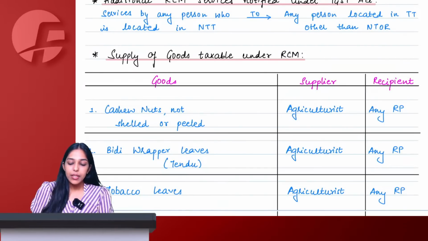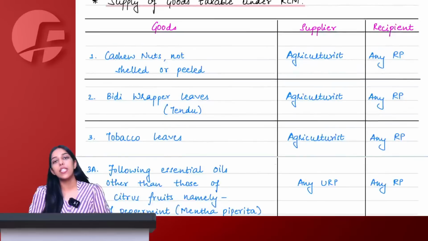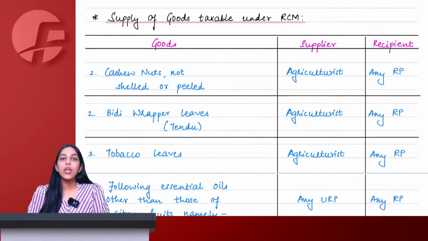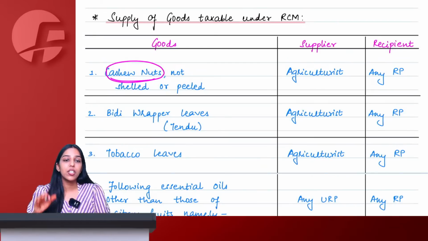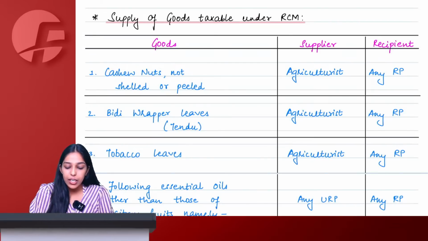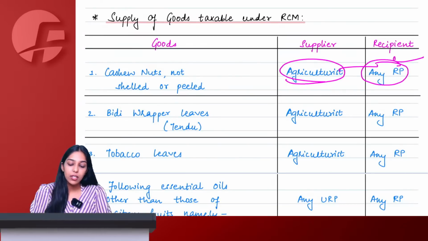Yes, ma'am, understood. Then there is a list of goods given which is taxable under RCM that you will of course have to self-do. I cannot help with anything, because this is a list of goods, like cashew nuts, which should not be shelled or peeled, raw cashew nuts. If they are supplied by an agriculturist to a registered person, this registered person will pay tax under RCM.